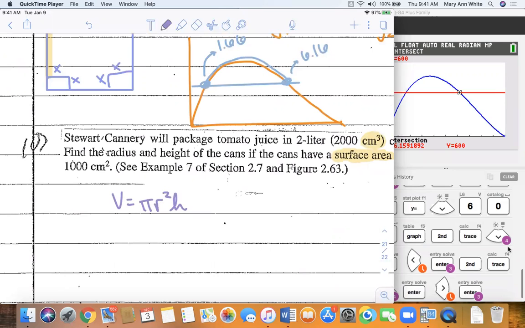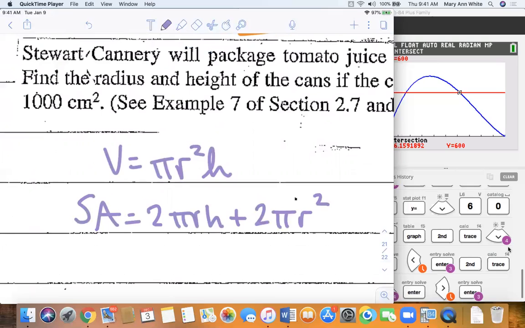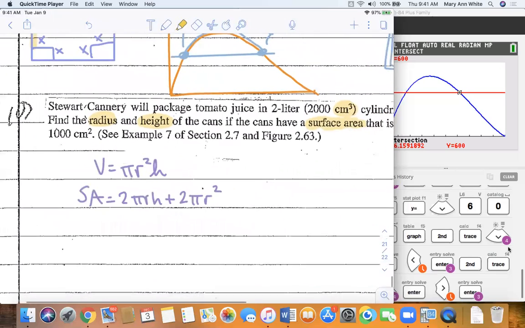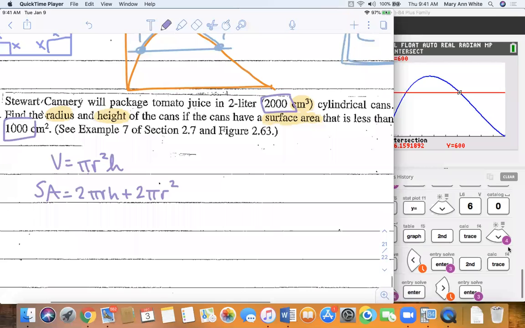Volume generally for a cylinder can is V equals pi r squared h. And then surface area generally is 2 pi r h plus 2 pi r squared. All right, we need these because it says find the radius and the height of the cans. It tells us what we want the volume to be. We want the volume to be 2,000, and we want the surface area to be less than 1,000.